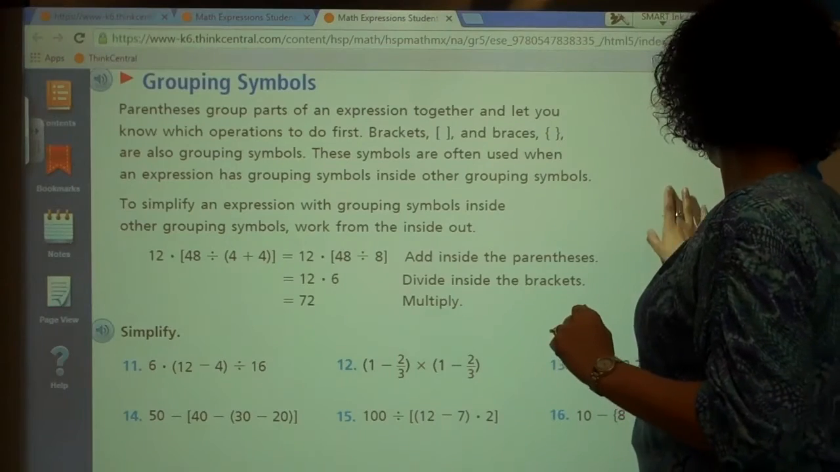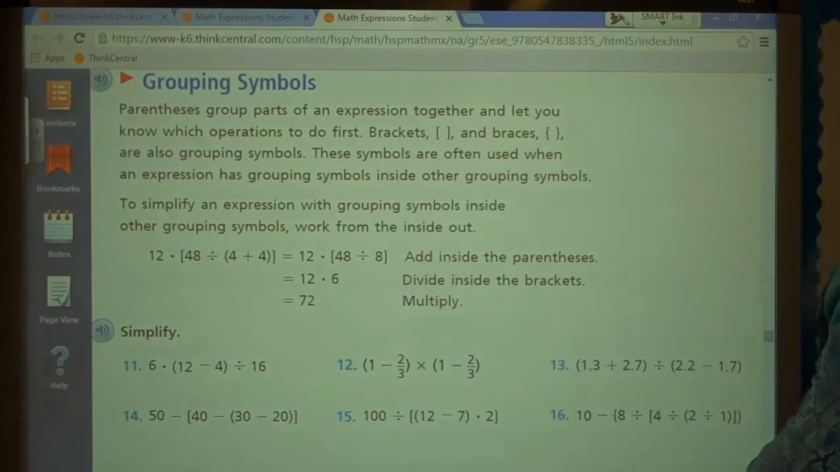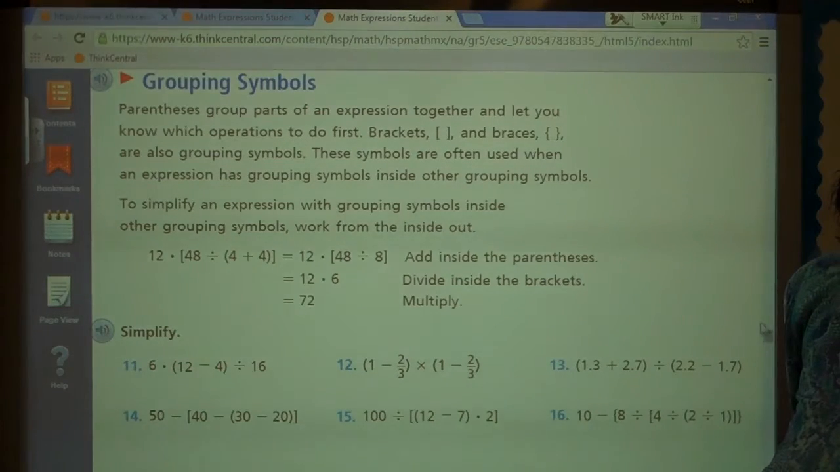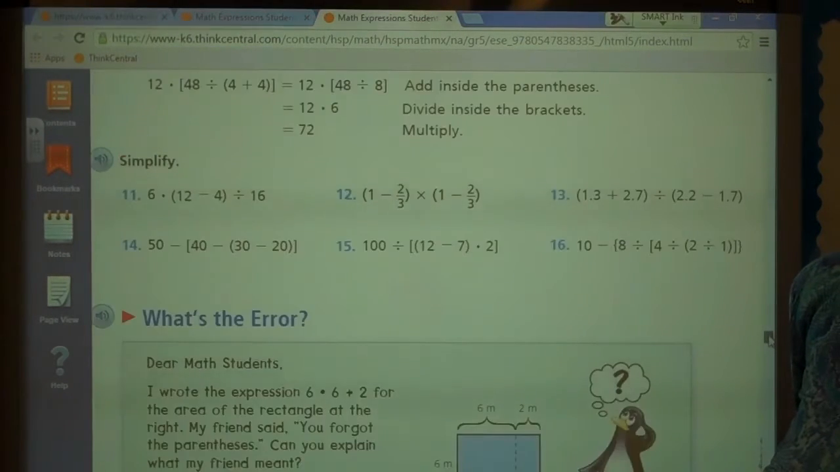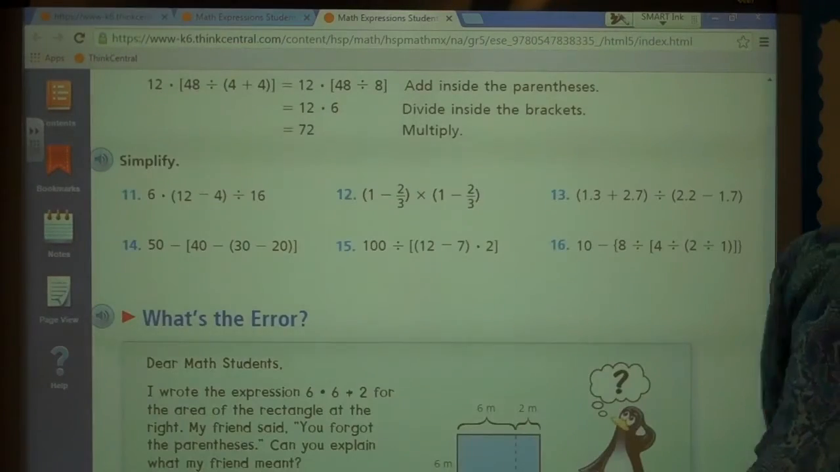Come on, page. My page isn't moving. Oh my. Okay.